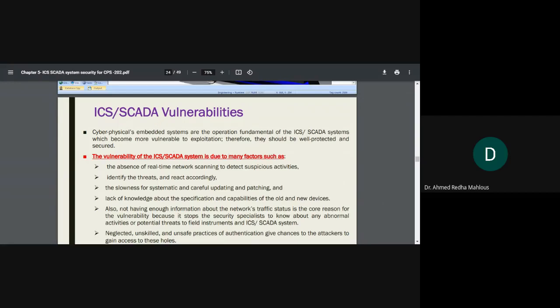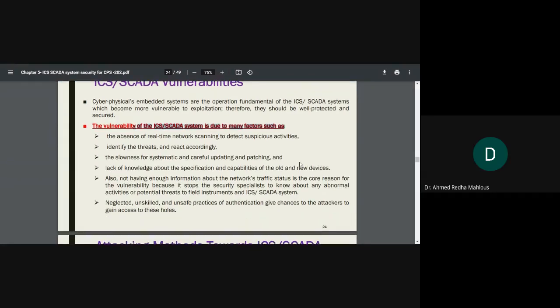So now we ask why we do have vulnerabilities in the SCADA system. There are many reasons.